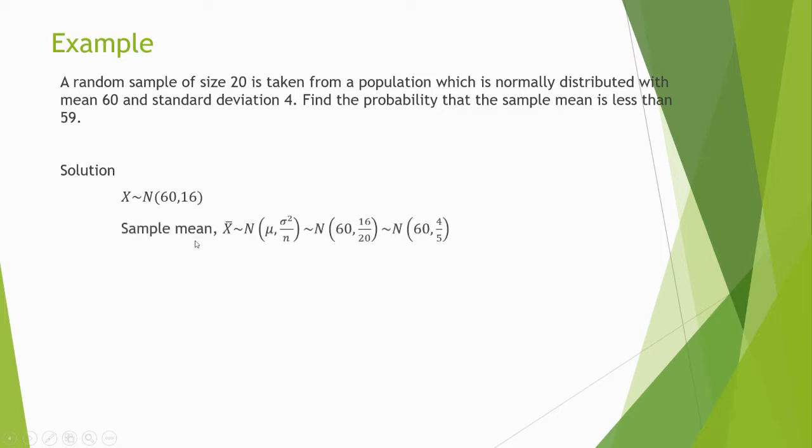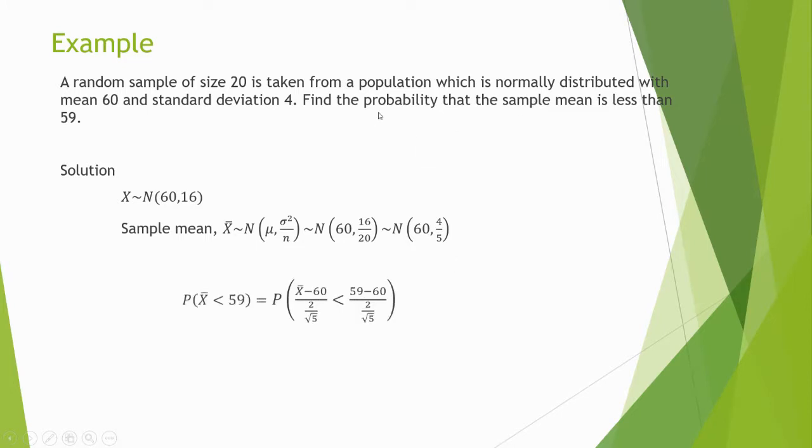Your sample mean is given by this formula, remembering from the previous slide: mu, sigma squared over n. You want to build the expression for your sample. Mu will be the same, 60, while the variance for your sample is sigma squared over n, so 16 over 20, where 20 is from your sample size. Now you have 60, and you simplify the variance. Now your mu is 60 and your variance is 4 over 5.